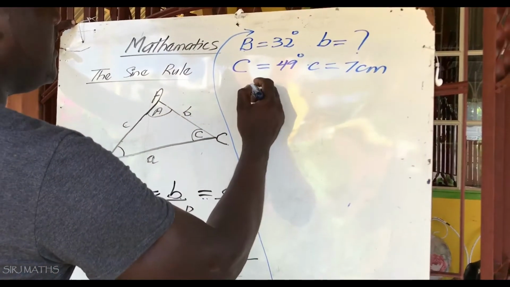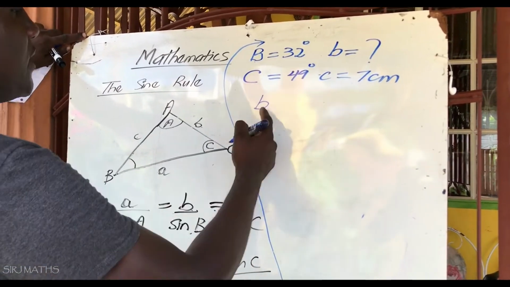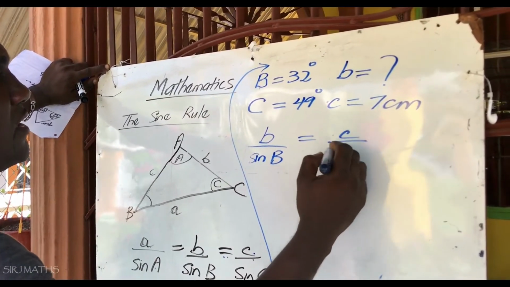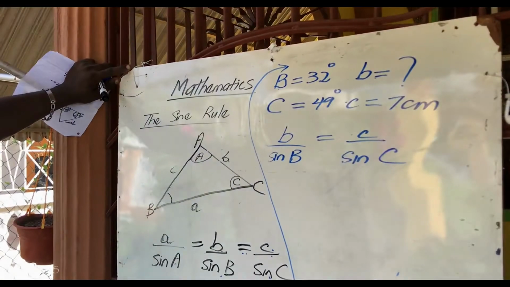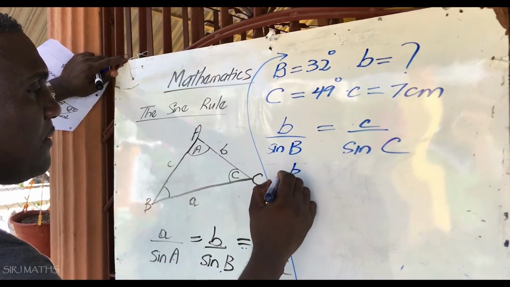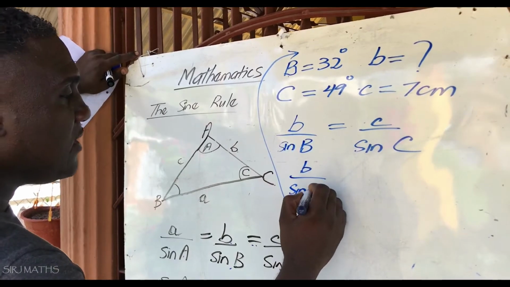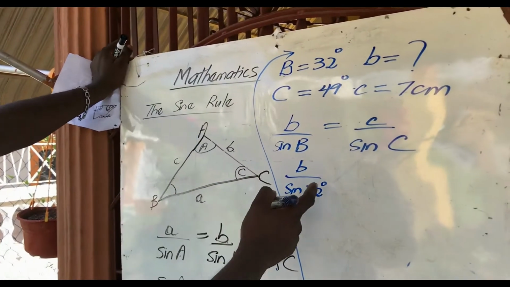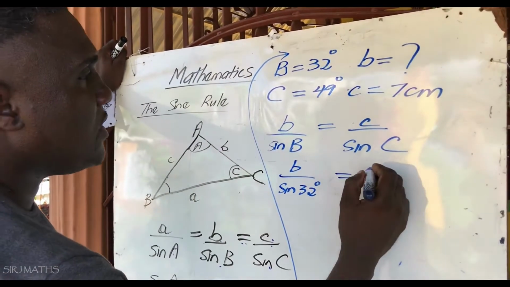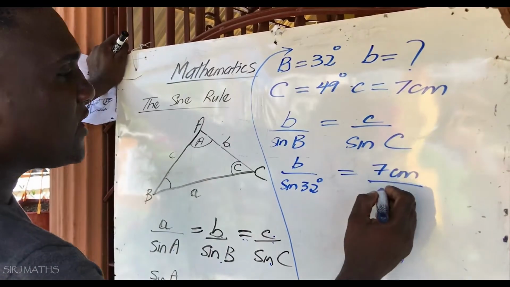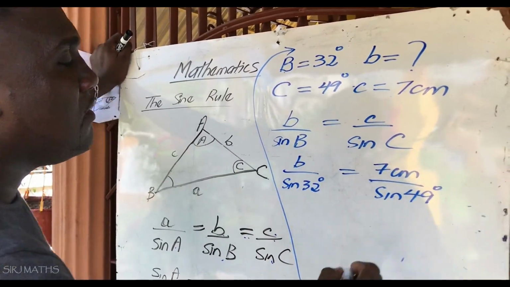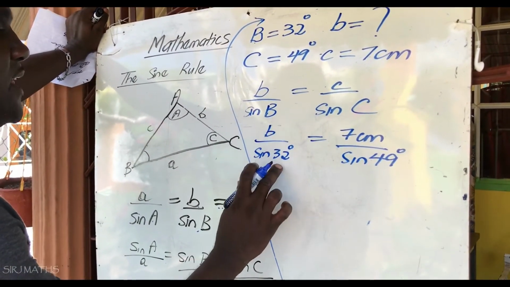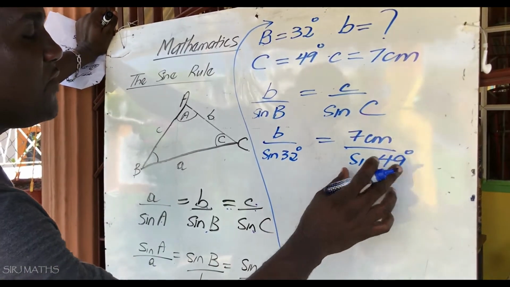So what I am going to have is, I want to find the little b, I put little b over sine of angle B equals little c over sine of angle C. Now little b, I don't know, it's alright. Little b over sine of angle B, which is 32 degrees. Now here we know that 32 degrees is actually in the first quadrant, equals little c, which is 7 centimeters, over the sine of 49 degrees. Now right here, b over sine 32 degrees equals 7 centimeters over sine 49.